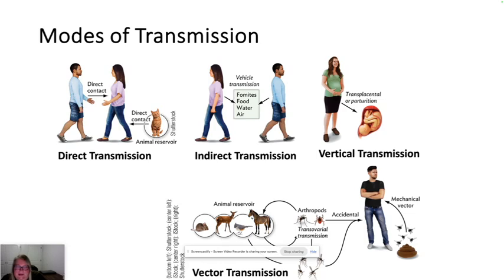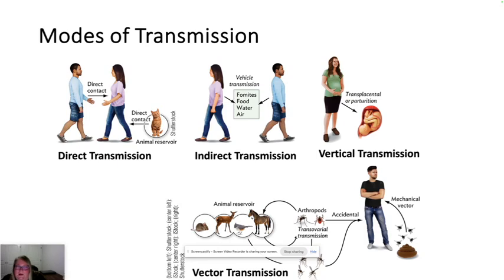The second mode of transmission is indirect transmission. Okay, so we need a vehicle or an intermediary. So we need a middleman to transmit the disease. This is going to be by fomites, which is just a fancy word for inanimate objects like doorknobs or desks, food, contaminated water, and air.